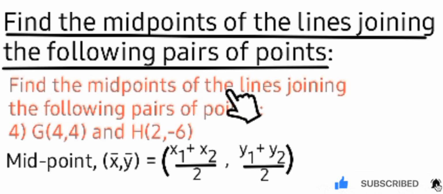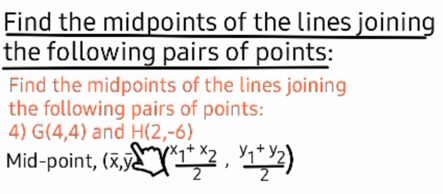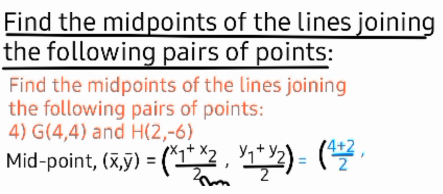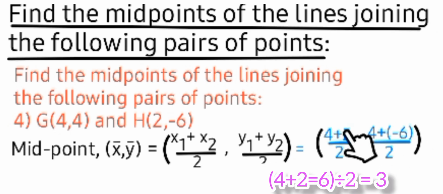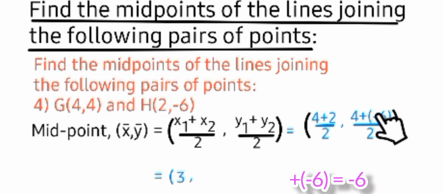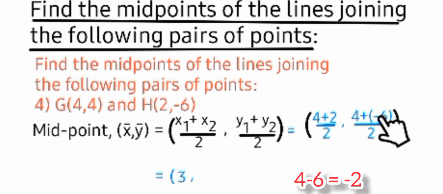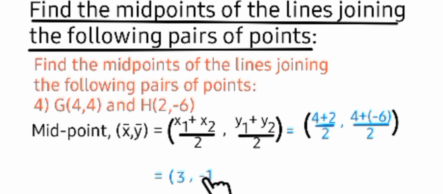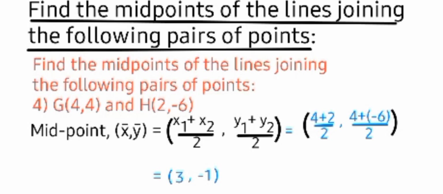Now, let's find the midpoint of the line joining point G and point H. Applying this formula, we have (x1 4 plus x2 2) divided by 2, comma, (y1 4 plus y2 negative 6) over 2. 4 plus 2 is 6, 6 divided by 2 is 3, comma, 4 positive times negative 6 gives negative 6, therefore 4 minus 6 is minus 2, so minus 2 divided by 2 is minus 1. Therefore, the midpoint of the line joining point G and point H is (3, -1).